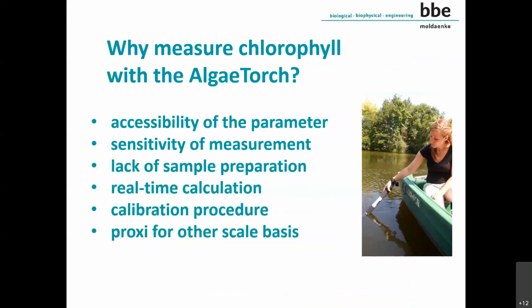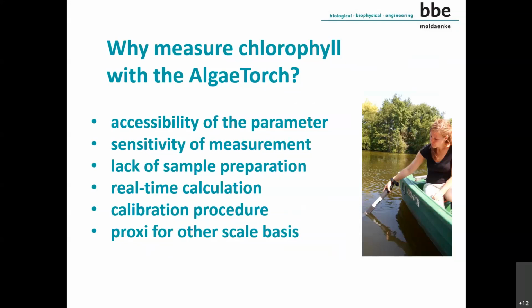And now I want to tell you something about the reason why we can do this with the AlgaeTorch. This is one thing that we see: we have the accessibility of this parameter that is very easy to access. That means we have it inside the water. We can easily measure it and it has a very high sensitivity. This is, let's say, by a factor of 10 to 100 more sensitive than the photometrical approach.